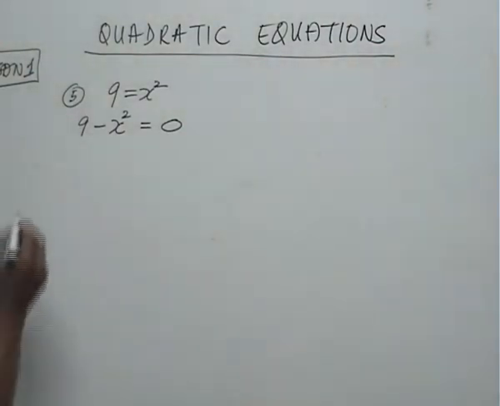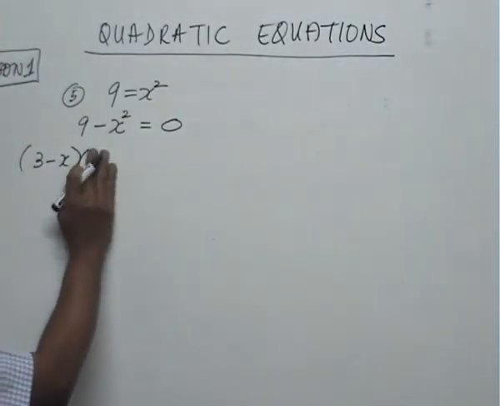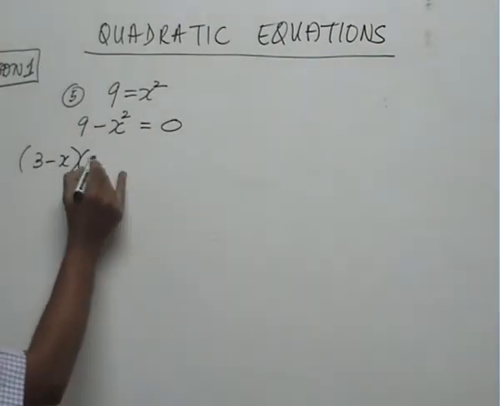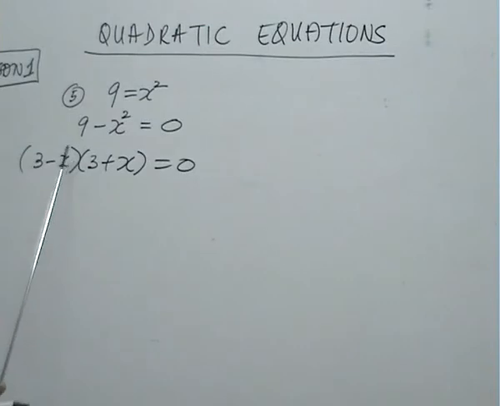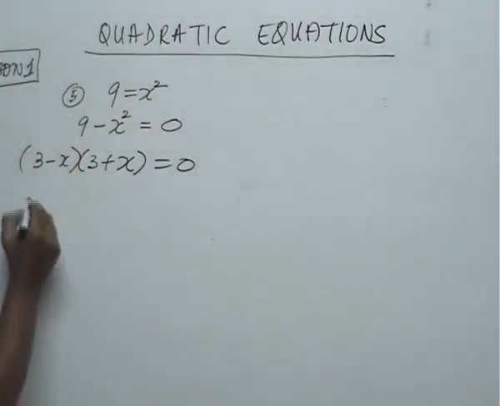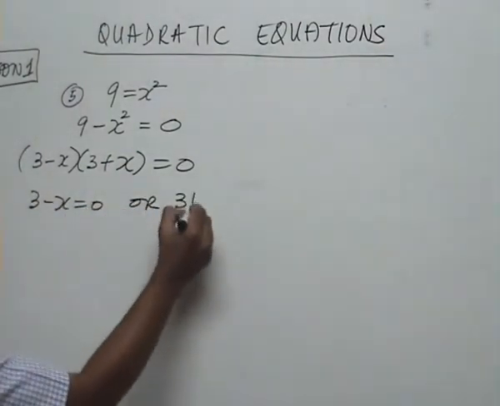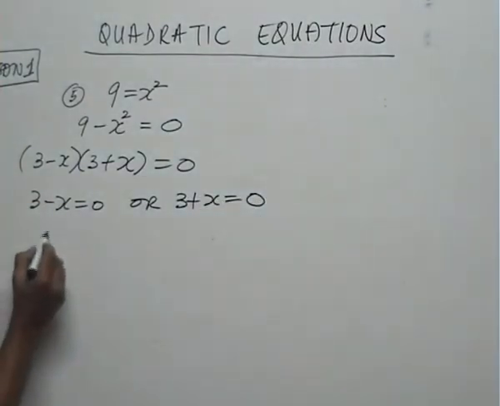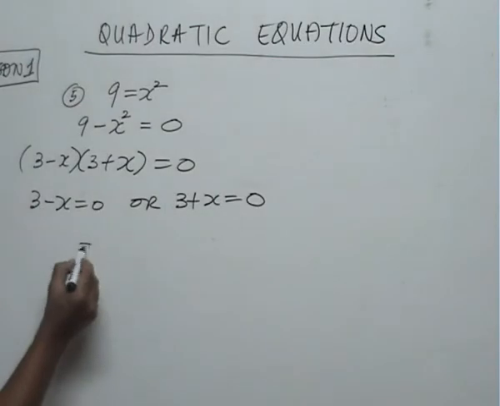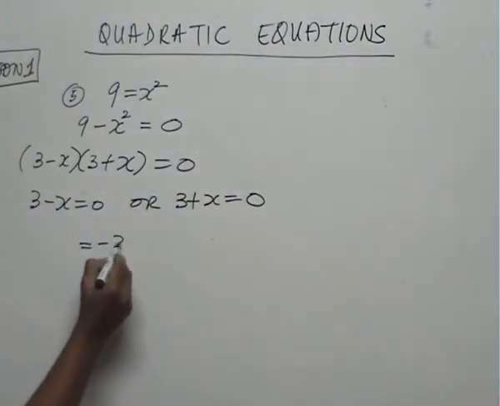So if you factorize this, you'll get 3 minus x into 3 plus x is equal to 0. You see? 3 minus x in 3 plus x is equal to 0. Now you're going to make each factor equal to 0. Now you must watch. I'm going to take the 3 across. There's the equal to sign. The 3 is going to go across. So the 3 will become minus 3.